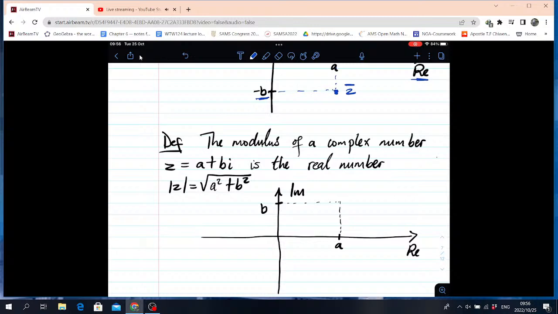I think I might have said something about this. So it's going to be the modulus, and we represent it by those two bars. If you think about the absolute value of a real number, that's what we are using here. It is going to be equal to the square root of a squared plus b squared.